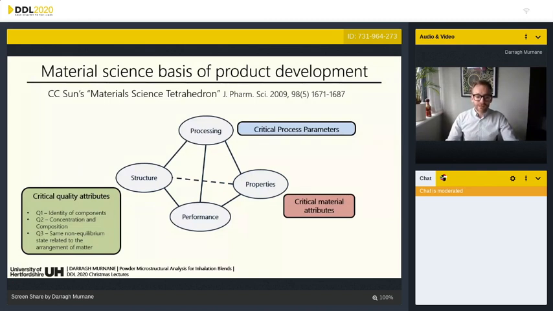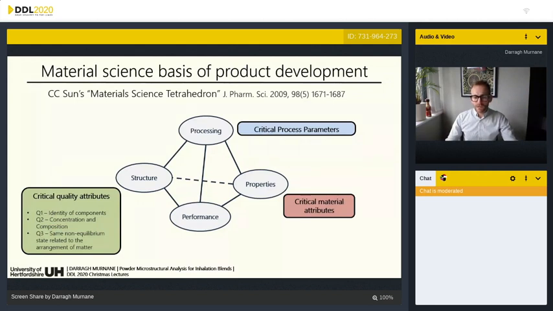And if we think really around the structure of the product or these critical quality attributes, we can establish really three of these. The first, of course, we have to have the correct chemical identity of the components in the product. At Q2 level, we need to have the correct concentration and composition. So not only do we need to have the right chemicals, we need to have the right concentrations. And then Q3 really establishes a structural element, which is to say that the product should have the same non-equilibrium state related to the arrangement of matter within that product.